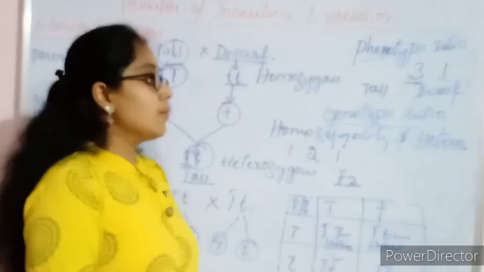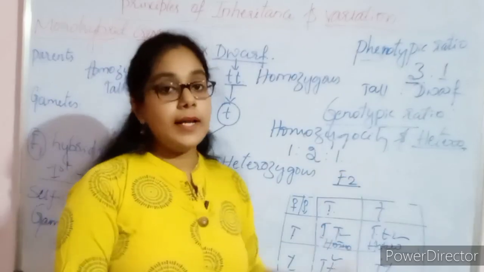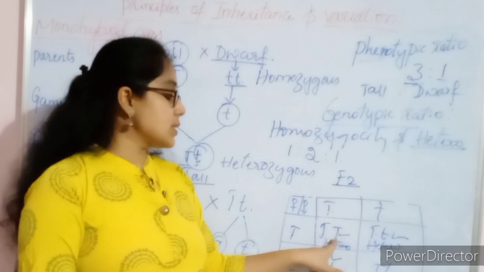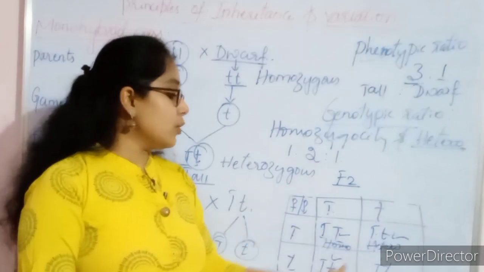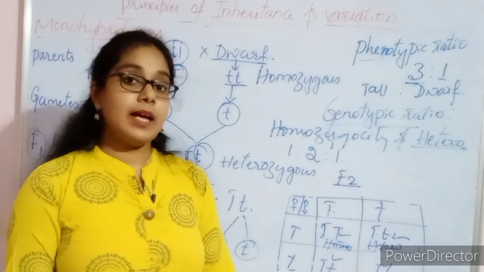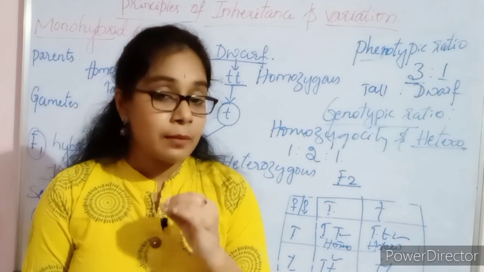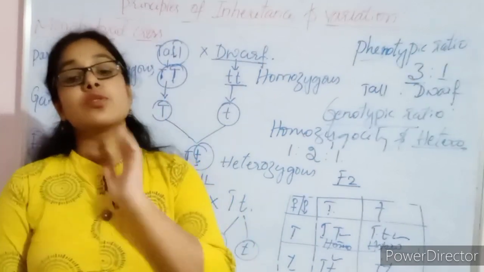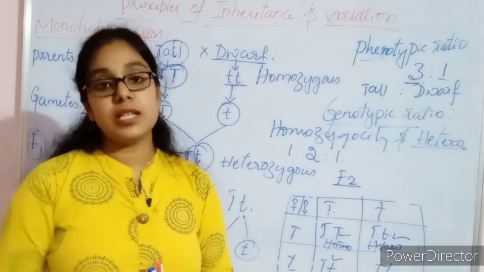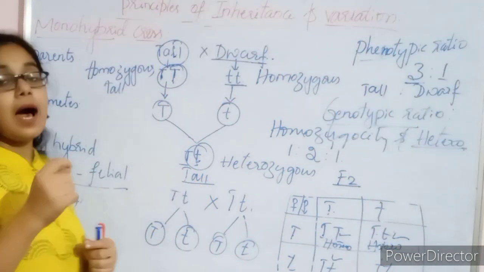Also, when you are representing the genotypic ratio like 1:2:1, how easily can you write it? What is 1? Homozygous tall. What is 2? Heterozygous tall. 2 are there. What is 1? Homozygous dwarf. Very easy. So this is about the monohybrid cross or the inheritance of a single gene. Inheritance means transfer of a single gene. How the single gene is getting transferred into offspring.